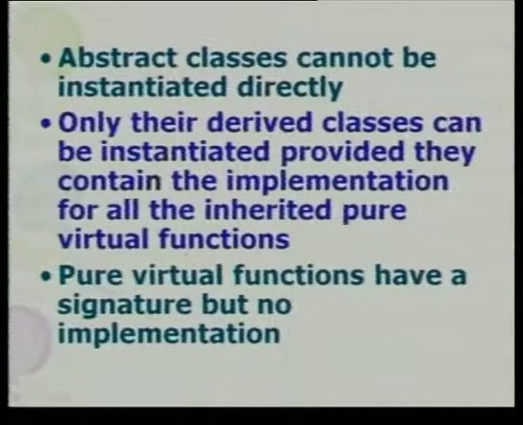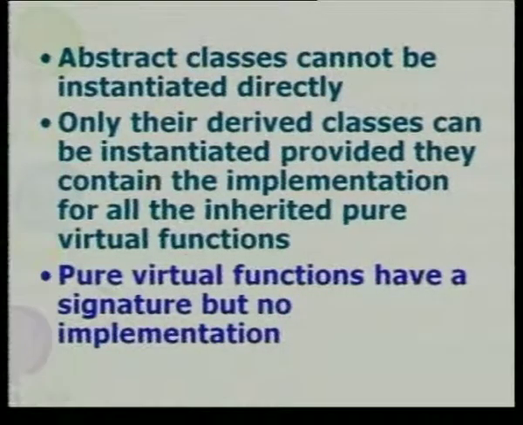Only the derived classes can be instantiated. Instantiated means you can create objects for them, provided they contain the implementation for all the inherited pure virtual functions. So, when a class is inheriting from a class which has a pure virtual function, it should provide an implementation for it. That means it should give a definition for that function, it should specify what that function is supposed to do. Not only for one function, but for all the inherited pure virtual functions, there has to be an implementation. Only then the derived class can be instantiated. You can create objects for it.